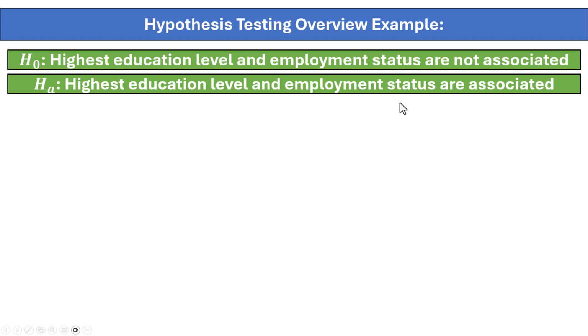By employment status, I mean whether or not you have a job. And by highest education level, we mean like, did you have a high school education, bachelor's degree, master's degree, et cetera, right? So is there an association, maybe people who have a higher degree are more likely to be employed, or maybe there's not really an association there?